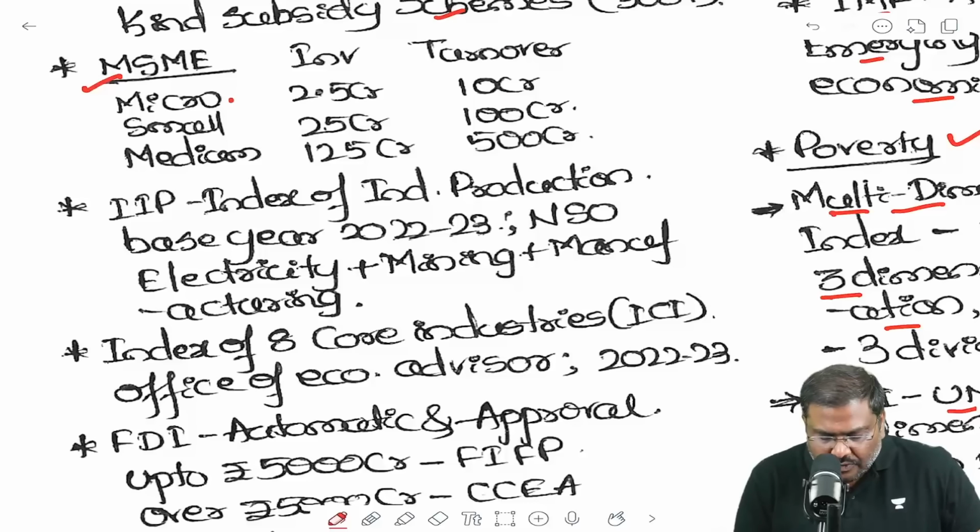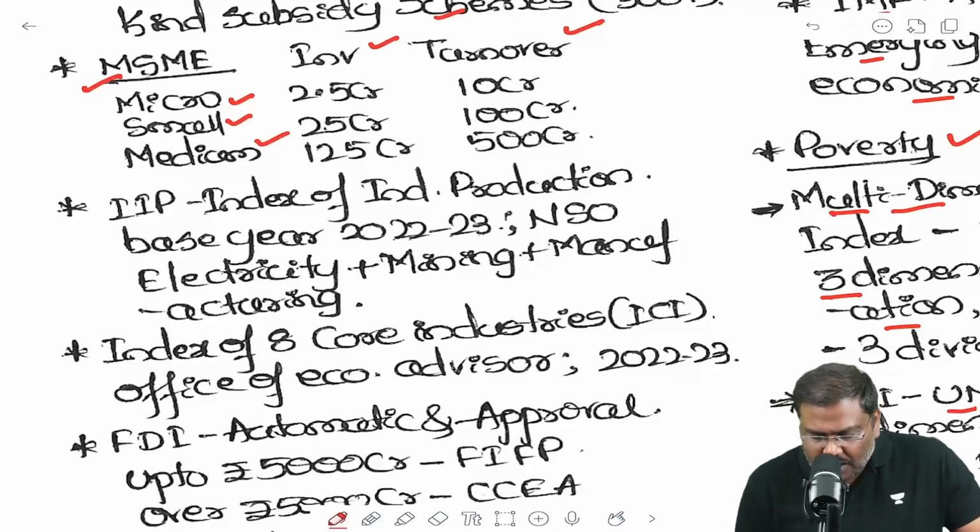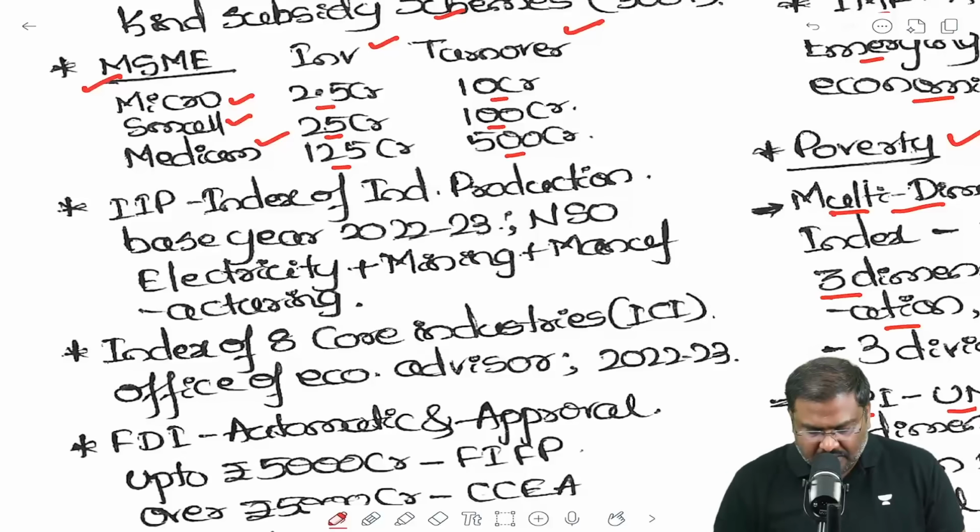MSME definition: for micro, small and medium, based on investment and turnover criteria, the limits are 2.5 crore, 10 crore, 25 crore, 100 crore, and 125 crore and 500 crore respectively.